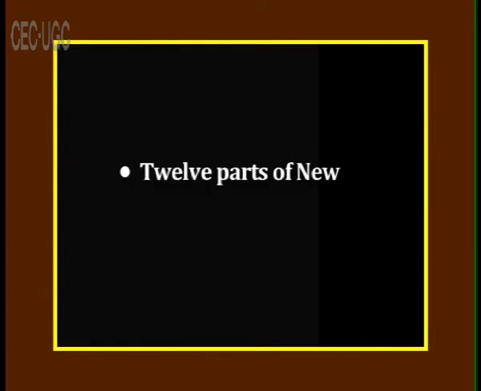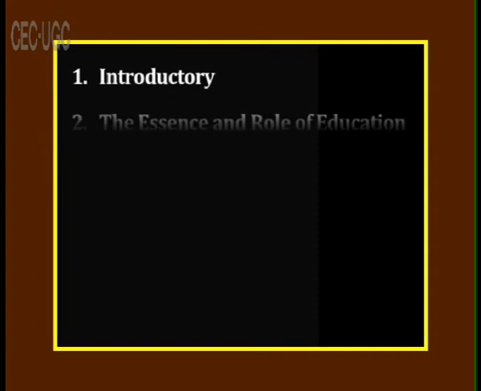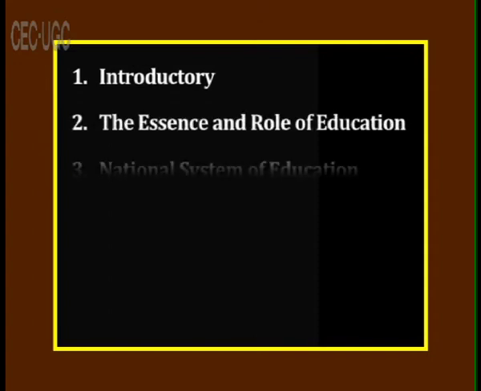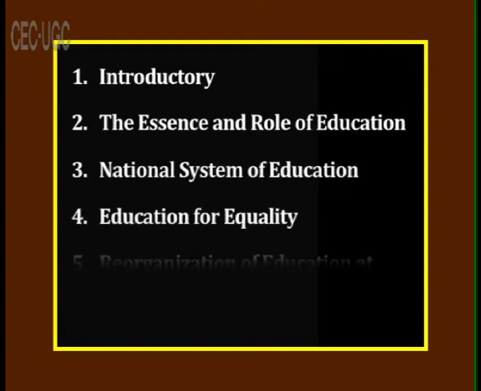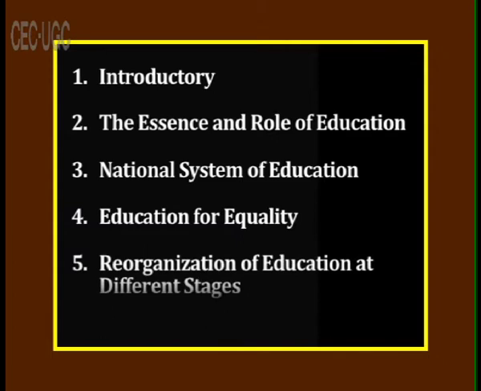12 parts of the new educational policy. The new education policy 1986, based on the conclusions of the nationwide debate and numerous other considerations, comprises 12 parts. First, Introductory. Second, the essence and role of education. Third, national system of education. Fourth, education for equality. Fifth, reorganization of education at different stages.